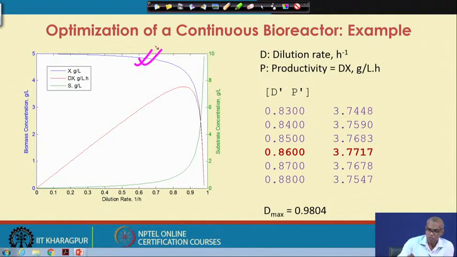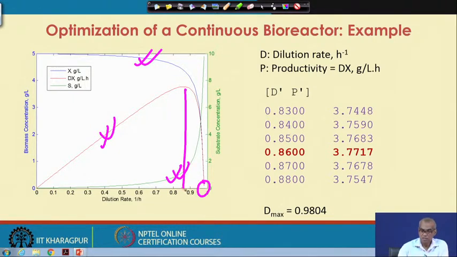This is how the biomass changes with increasing dilution rate. This is how the substrate increases with increasing dilution rate. Both make sense, because as you increase the dilution rate, you are sending out the biomass from the reactor, and when you reach the washout condition, your cell mass becomes 0 in the bioreactor. And as you increase the dilution rate, you increase the substrate concentration in the reactor. And this is how the productivity changes with change in the dilution rate.